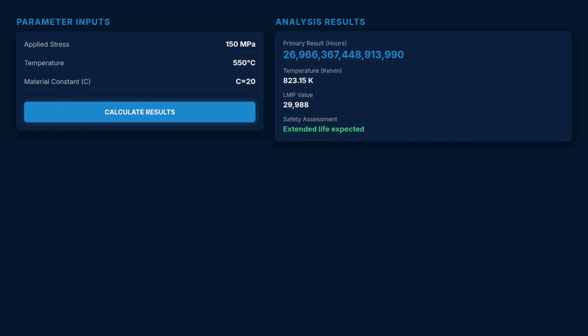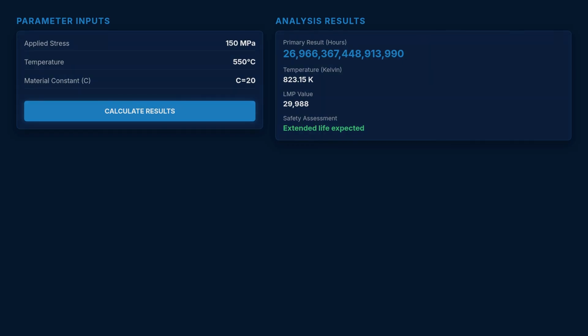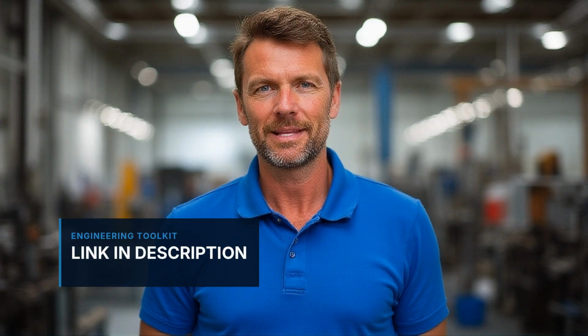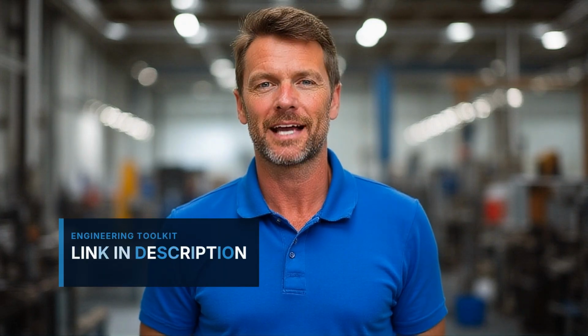life expected. This astronomical rupture time confirms the material will perform exceptionally well under these conditions. This tool streamlines complex creep analysis calculations for engineering applications.